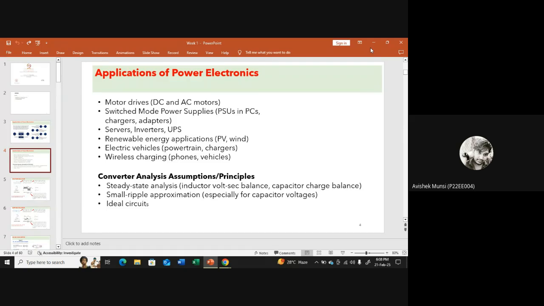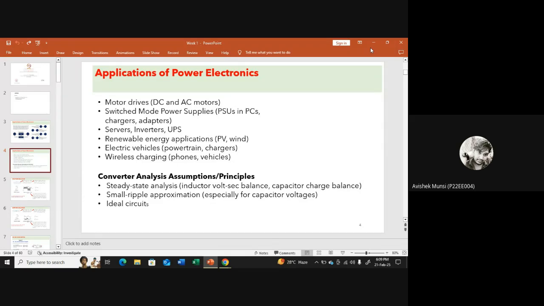Before moving into the converter analysis, we have to assume some basic things. We deal with the converter design in steady state, not in a transient state. In steady state, we go through two basic principles: one is inductor volt-second balance, and the other is capacitor amp-second balance, or charge balance. And while modeling a converter, we always deal with small signal approximations.